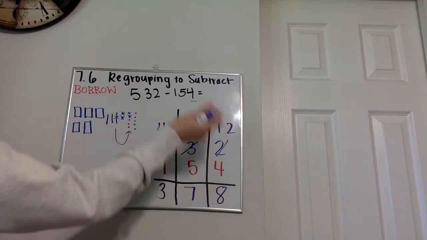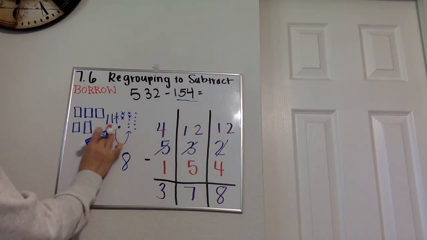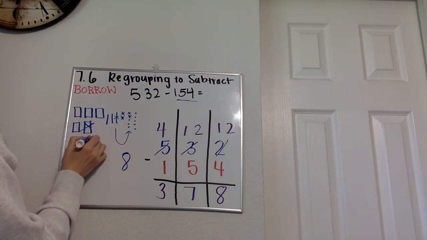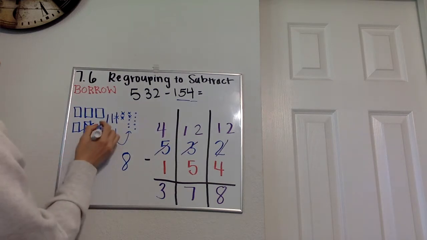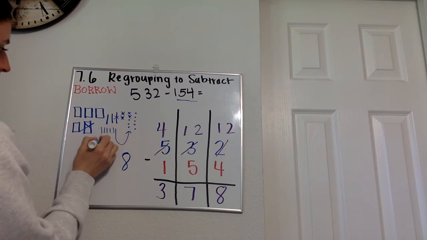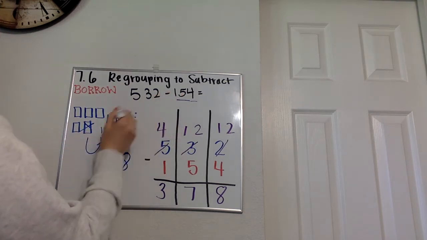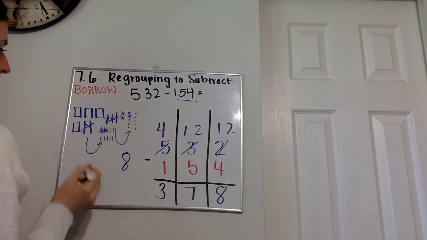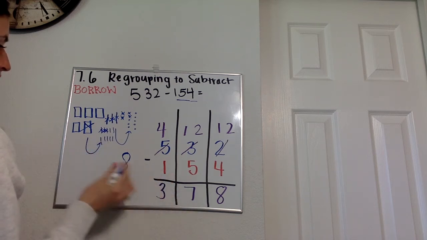Now, I have to take away 5 10s, and I can see I only have 2, so I need to borrow 100. So I'm going to change this 100 into 10 10s. Whew, let's see if we have enough space. 1, 2, 3, 4, 5, 6, 7, 8, 9, 10. Now let's take away 5. 1, 2, 3, 4, 5, leaving me with 1, 2, 3, 4, 5, 6, 7, just like this problem.